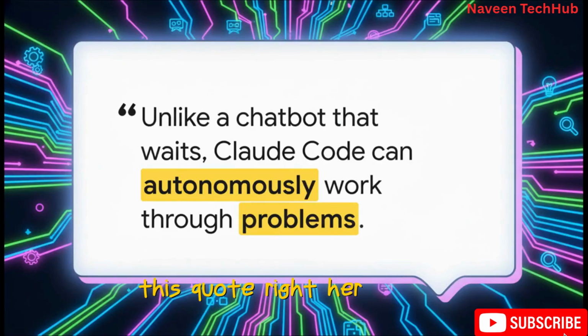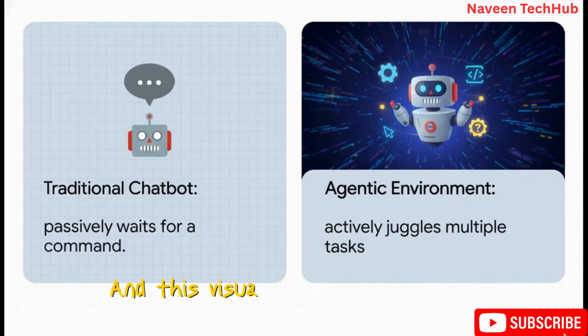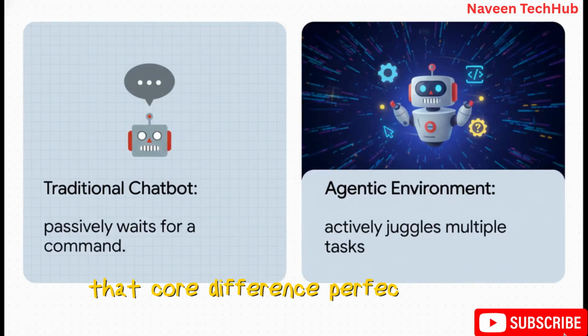And this quote right here, it just nails the fundamental shift in thinking. See, it's not just about getting answers anymore, it's about giving your AI partner the freedom to explore, to plan, and to build all on its own. This means you get to spend way less time spoon-feeding it instructions and more time just reviewing the awesome work it's done. And this visualization shows that core difference perfectly.